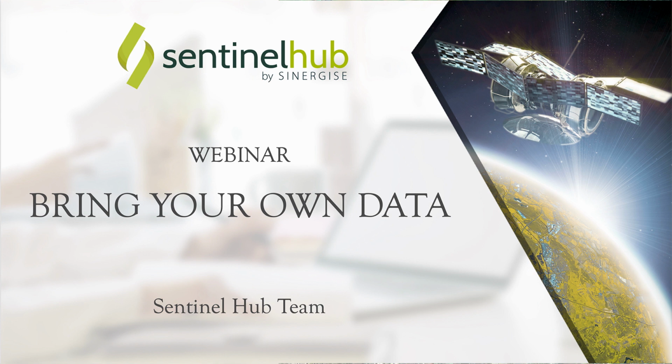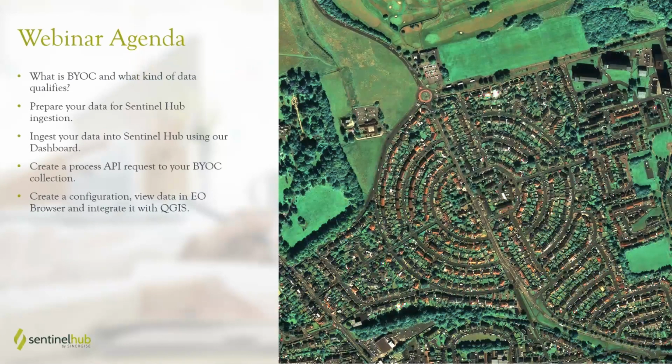Hi everyone. So let's look at today's agenda. First, we will talk about what the Bring Your Own Data API, actually called Bring Your Own COG, is and what kind of data qualifies. Then we will see how you can prepare your data for Sentinel Hub ingestion. We will show how to ingest data into Sentinel Hub using our dashboard. We will create a process API request to the collection we will create, and then we will also create a configuration and view data in your browser and also show how to integrate it with QGIS.